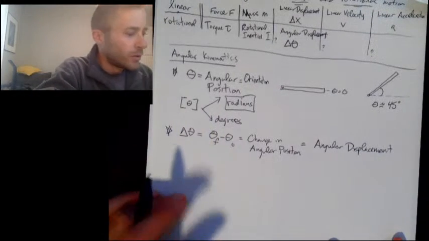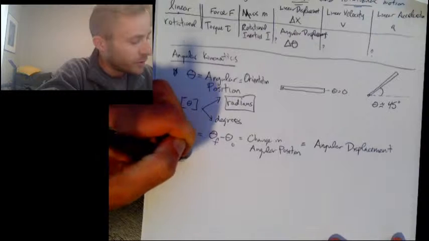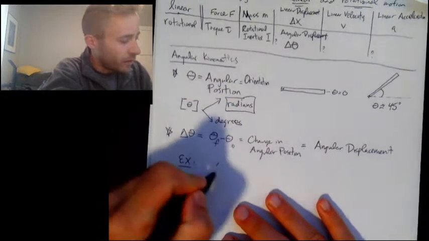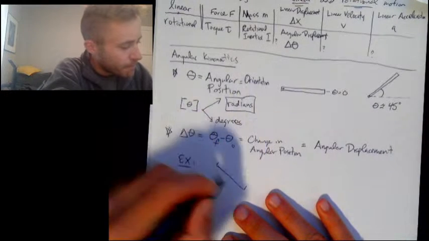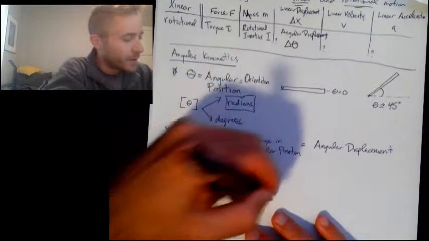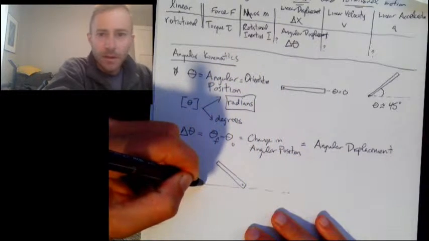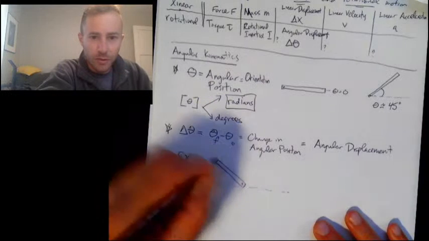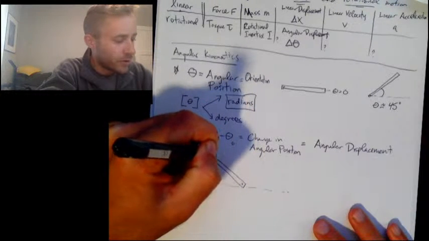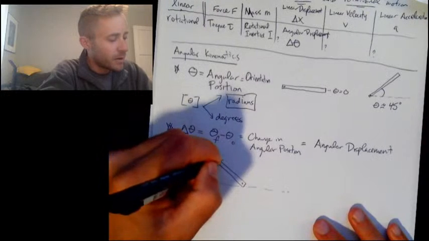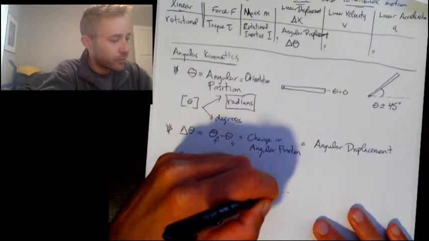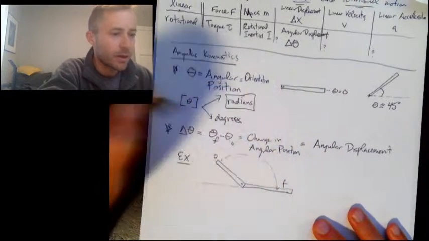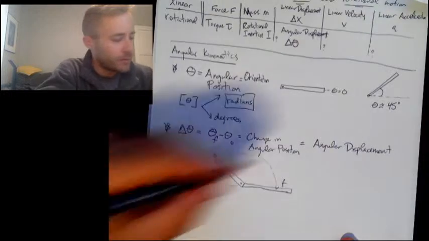All right. So let's do a little example with this. Let's say you have a rod, and the rod moves from here. This is supposed to be like a 45-degree angle. It starts out here, so I'll put 0 for initial, and it rotates right here, and it ends up at that location. So what would be the delta theta in this case?